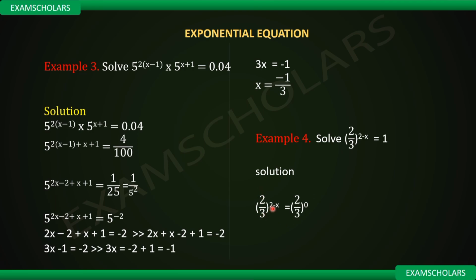2 over 3 raised to power 2 minus x equals what? 2 over 3 raised to power 0. This one returns 1, isn't it? So you can cancel it. You have 2 minus x equals 0. What will now be your x? When you carry this minus x to this side, it equals plus x. It's very simple. Or carry this 2 to the other side, it becomes minus 2. Minus can cancel minus. x equals 2.